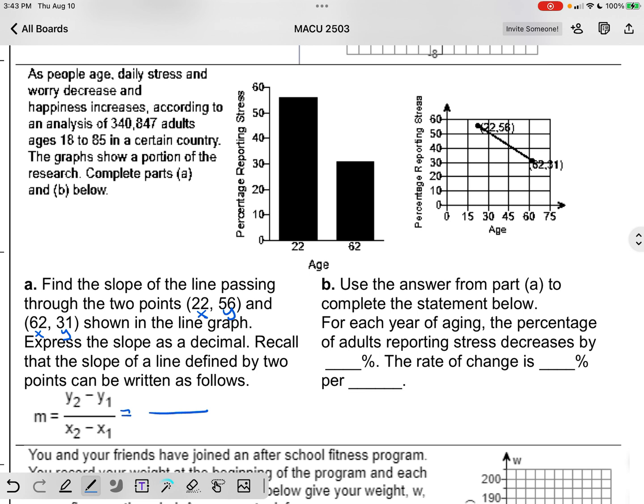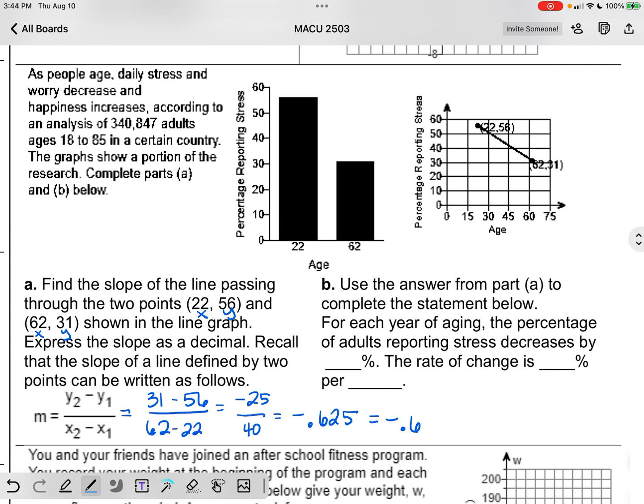Actually, I'm going to follow the formula exactly how it is. That way you don't go, oh, what? What in the world? So I'll do 31 subtracting 56, which then means I do 62 subtracting 22. All right. From here, I'd get a negative 25 on top. Ooh, and a positive 40 on bottom. A calculator would provide me with the decimal answer of this. So negative 0.625. On your Pearson platform, it will tell you to round to one decimal place. So we are going to round and say negative 0.6.